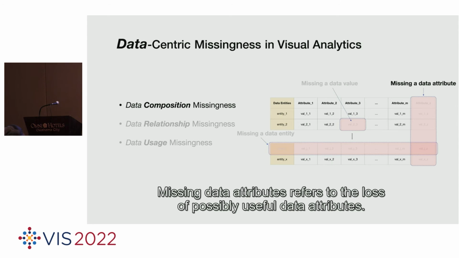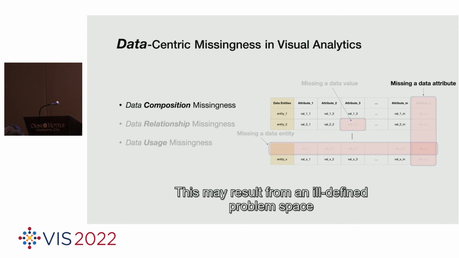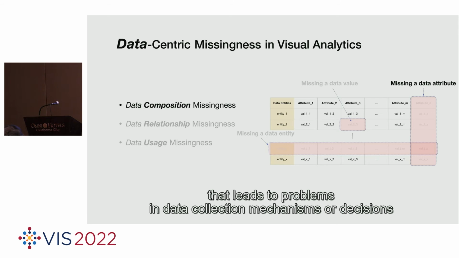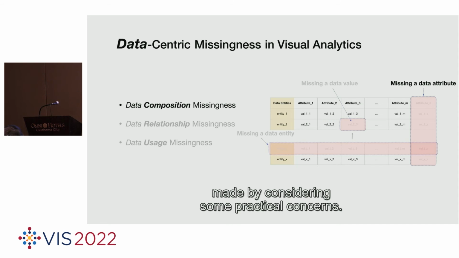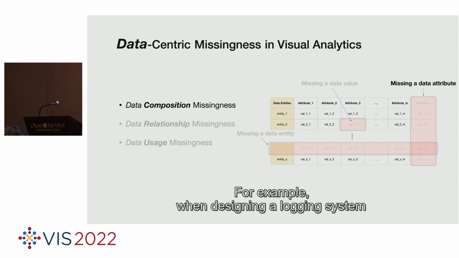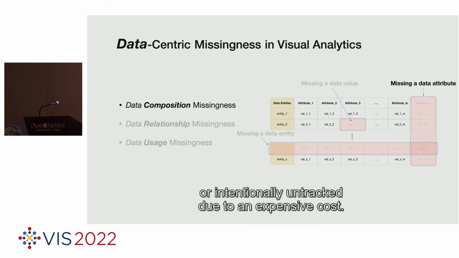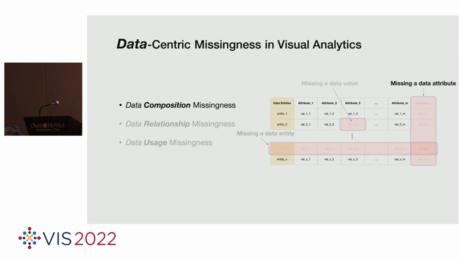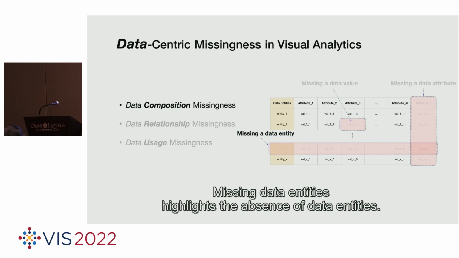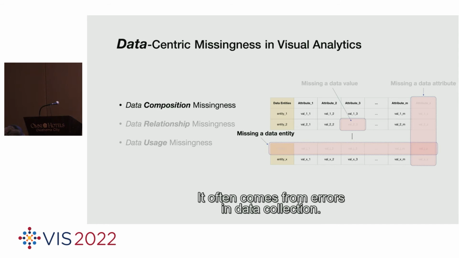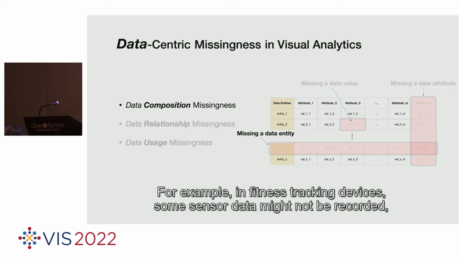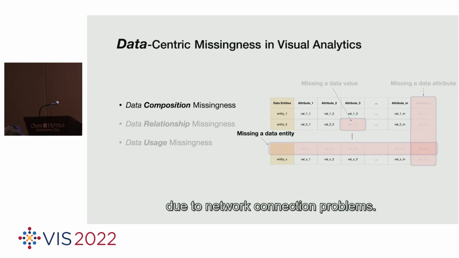Missing data attributes refer to the loss of possibly useful data attributes. This may result from an ill-defined problem space that leads to problems in data collection mechanism, or decisions made by considering some practical concerns. For example, when designing a logging system of an application, some user behaviors could be overlooked or intentionally untracked due to an expensive cost. Missing data entities highlight the absence of data entities. It often comes from errors in data collection. For example, in fitness tracking devices, some sensor data might not be recorded due to network connection problems.